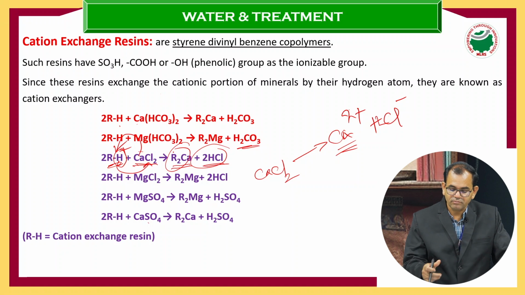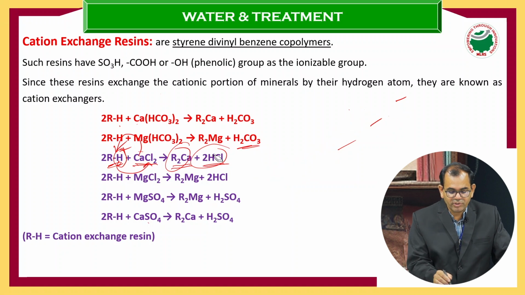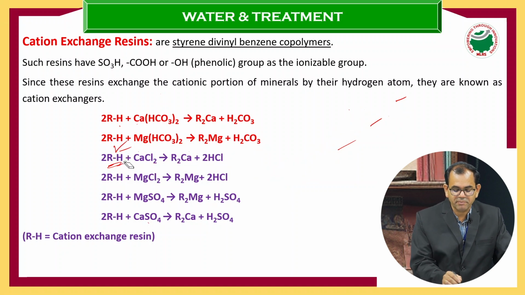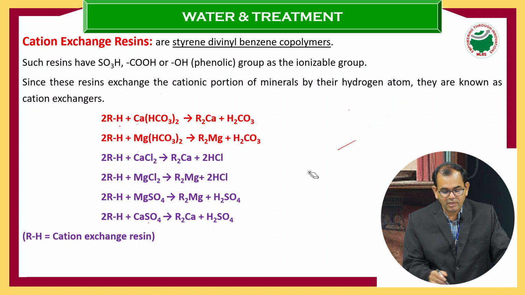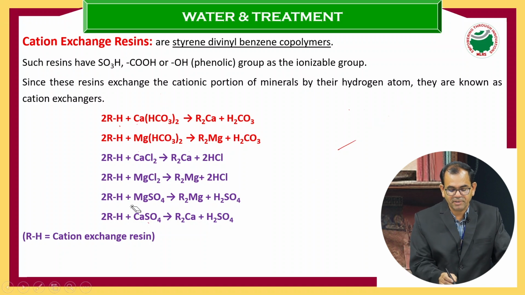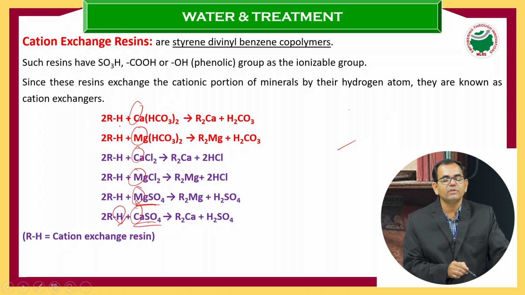Very simple. Similarly, with magnesium chloride, which is a permanent hardness causing salt, magnesium sulfate, another permanent hardness causing salt, and calcium sulfate, another permanent hardness causing salt. So the resin's cation has been replaced with salt-based cations. Very simple. That's why we are calling it a cation exchange resin.